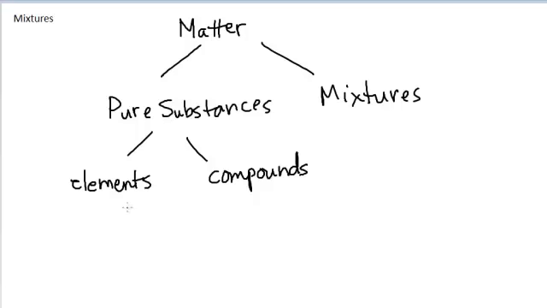Elements are the things on the periodic table, one of the elements at a time, one of the types of atoms at a time. Compounds contain two or more elements. So an example of an element would be sodium or hydrogen. Even though it's diatomic, it's still considered an element since it's just hydrogen. Examples of compounds would be sodium chloride or water. We have a definite formula for them, and they are considered pure substances.